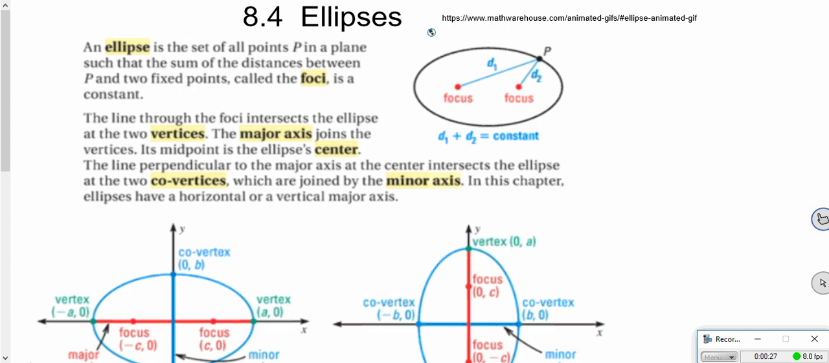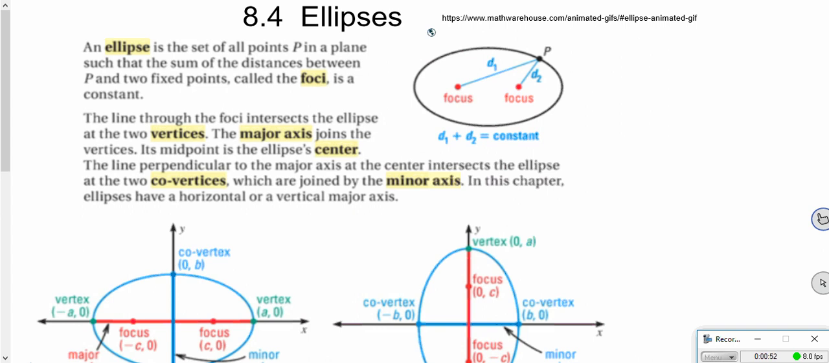8.3 was on circles that are centered at the origin. By the way, the parabola's vertex was also at the origin from 8.2. Today we're talking about ellipses that are centered at the origin as well. An ellipse is kind of like a flattened circle, for lack of a better definition.